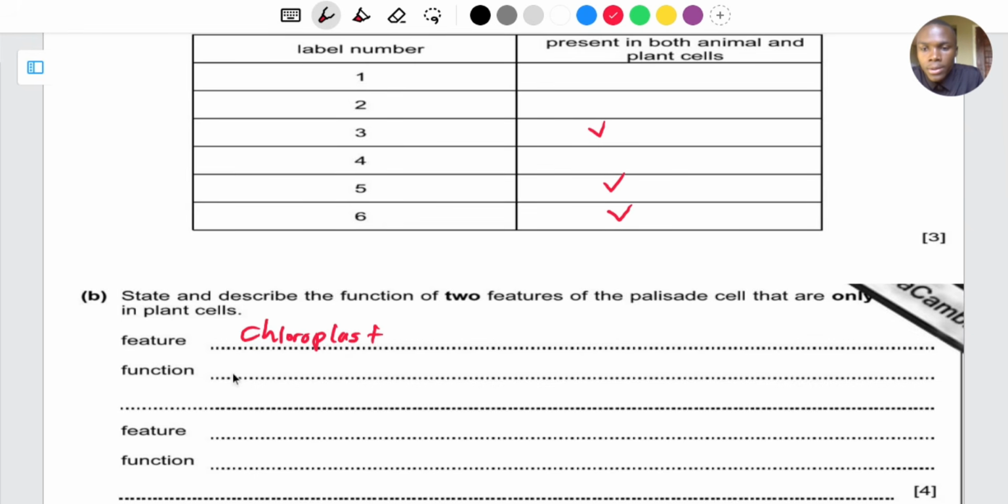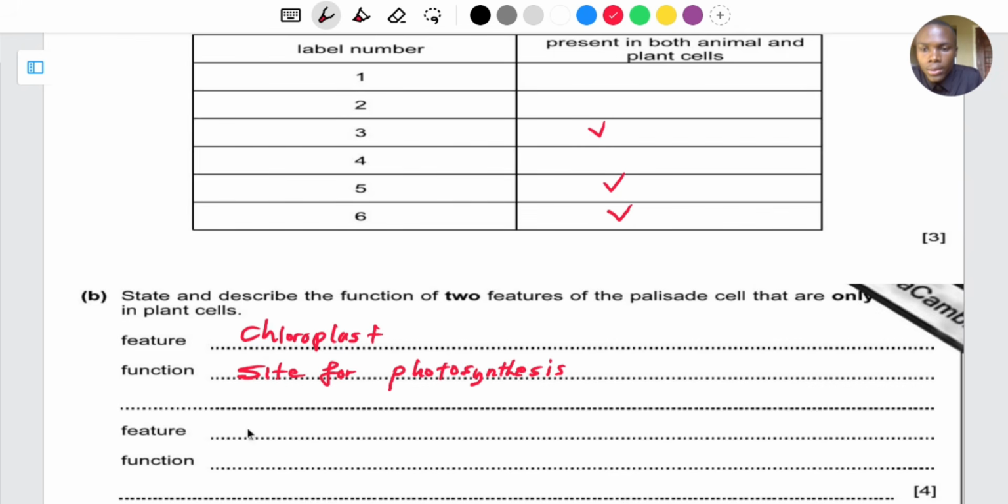So the function of the chloroplast, we can say site of photosynthesis. Site for photosynthesis. So you know that during photosynthesis, what is produced? Oxygen, and energy is produced.